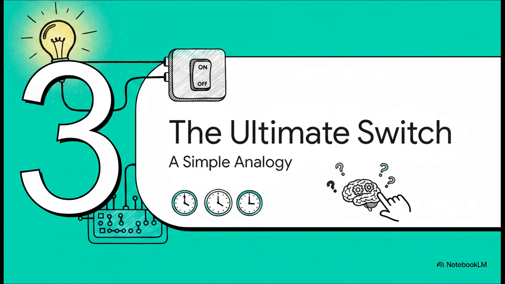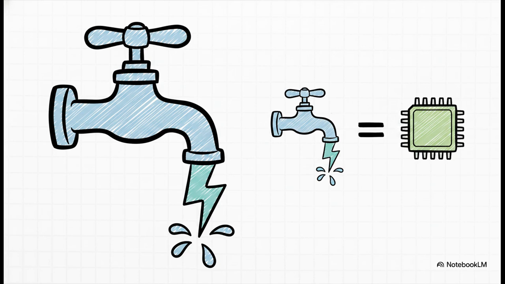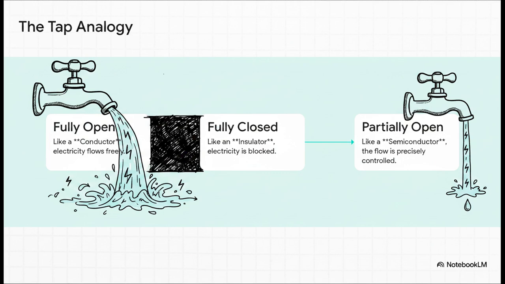But what does that control actually look like? The absolute best way to understand it is with a simple analogy you probably use every single day. I want you to just picture a simple water tap. Yeah, a faucet. It seems basic, but it's the perfect way to visualize exactly what a semiconductor does with electricity. Okay, so let's break it down. When you crank that tap all the way open, water gushes out. That's your conductor. When it's fully closed, nothing comes out. That's your insulator. But the real magic happens when you can turn that tap just a little, right? You can control the flow precisely, from a drip to a steady stream. That is exactly what a semiconductor does with electricity. It's the ultimate microscopic control switch.